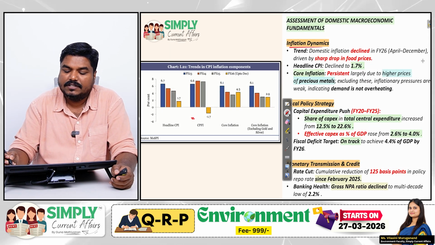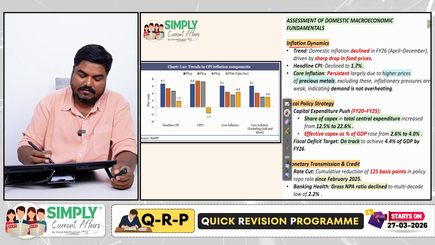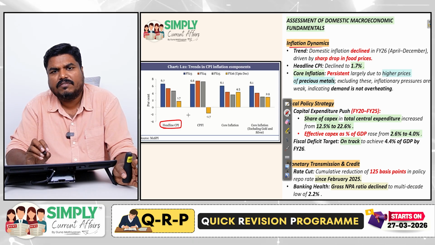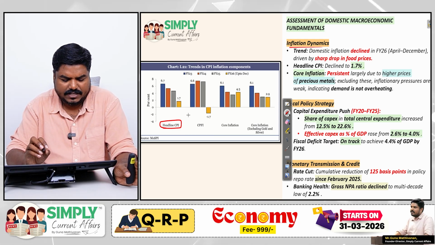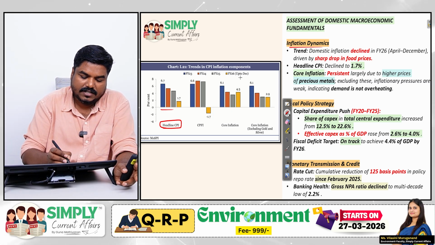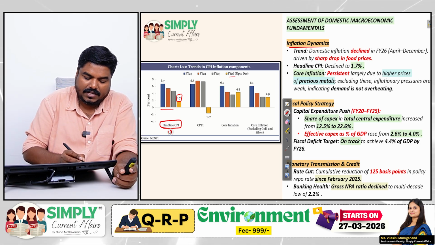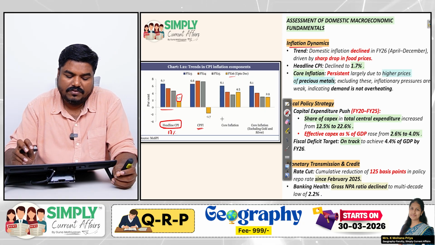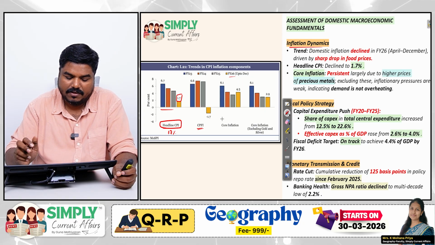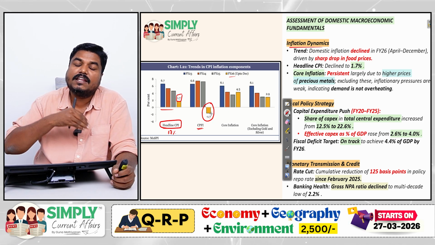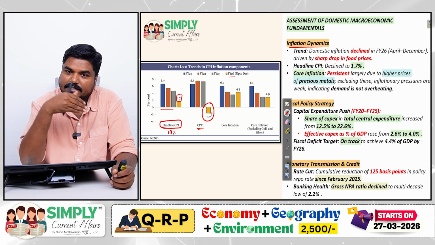When it comes to inflation, look at the graph here. Headline inflation means you take into account everything, food, fuel, everything. When you compare the previous years, in the financial year 26, the headline CPI is almost 1.7%. Consumer price food index: if you measure the inflation only among food, in the year 26 we are able to see a negative fall. That is a deflationary situation. The food prices are deflating.